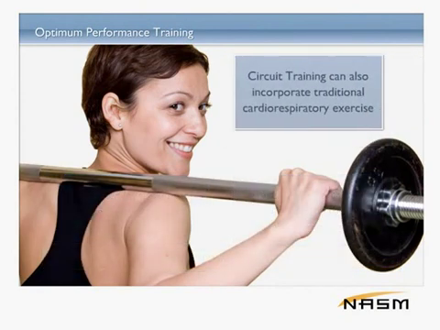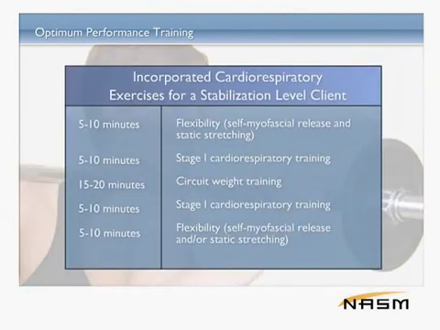Circuit training can also incorporate traditional cardiorespiratory exercise into the routine. Here's an example for a stabilization level client. First, perform 5 to 10 minutes of stretching, then 5 to 10 minutes of cardiorespiratory exercise at Stage 1 or 65 to 75% intensity. Then perform 15 to 20 minutes of a circuit training routine. Then perform a second round of Stage 1 cardiorespiratory exercise for 5 to 10 minutes. Finally, cool down for 5 to 10 minutes with corrective stretching.